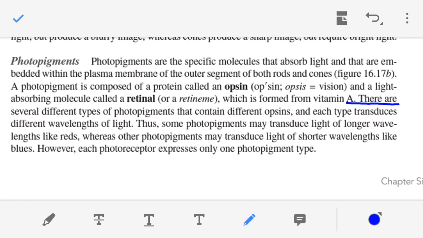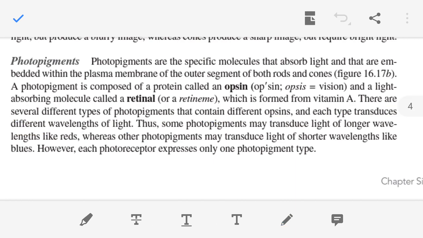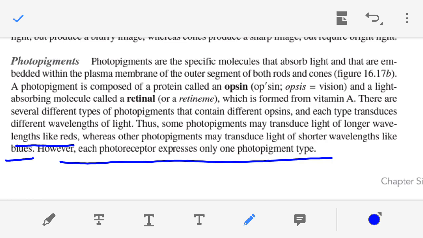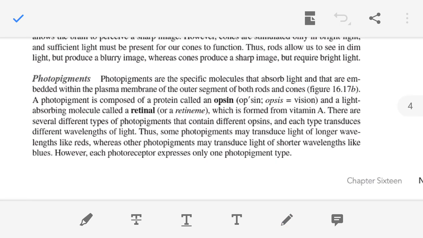Now there are several different types of photopigment that contain different opsins, and each type transduces a different wavelength of light. Each photopigment is activated by a different wavelength of light, and then the nerve impulse is generated by the photoreceptor rod and cone. Some photopigments may transduce light of longer wavelength, like the red, whereas some may transduce light of shorter wavelength, like the blue. However, each photoreceptor expresses only one photopigment type. So this is about the photopigment.